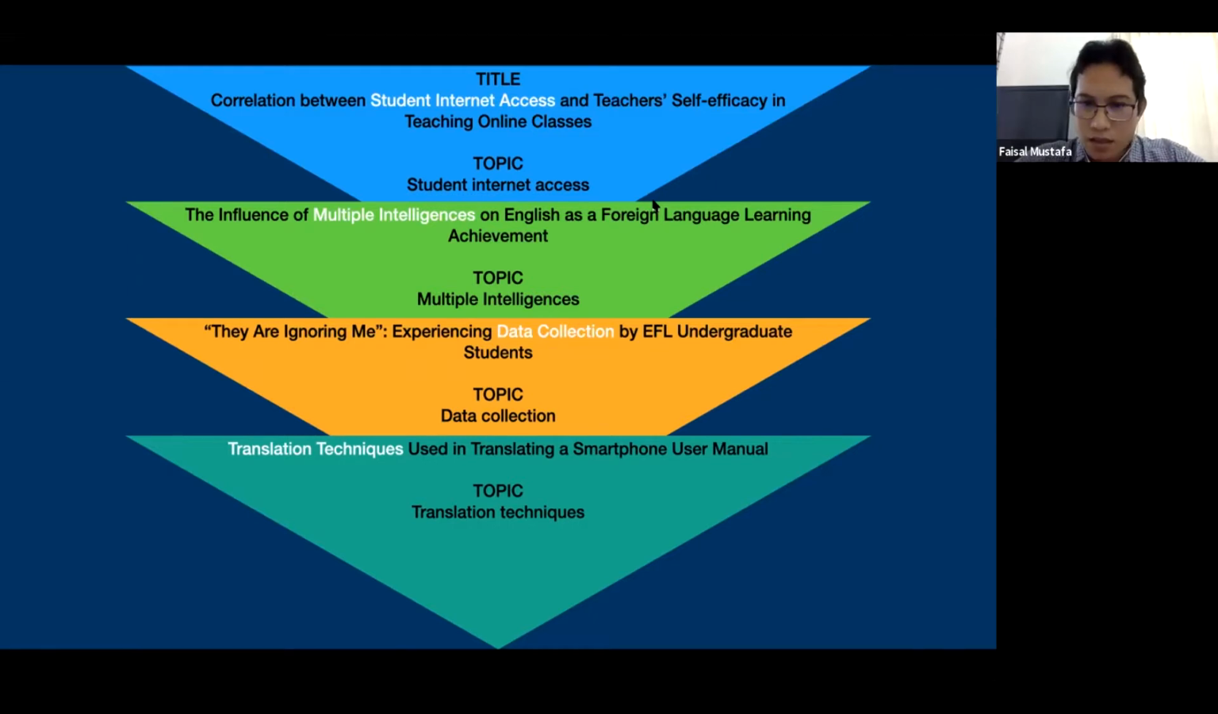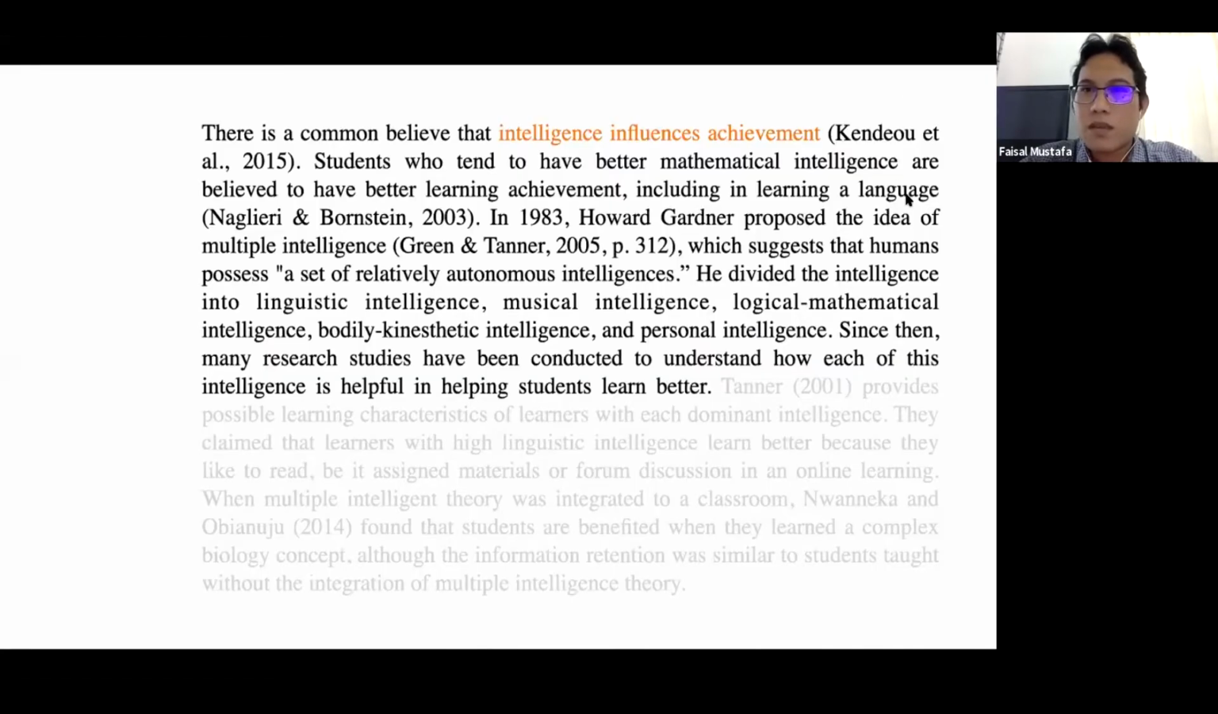And let's take a look at the example. I prepared an example here. You can see why the topic is interesting, which is about multiple intelligence: it influences achievement. Then you cannot just say it influences achievement. You need a citation for that. You need to convince your reader, and then explain that the topic is indeed interesting. So that's the first part.